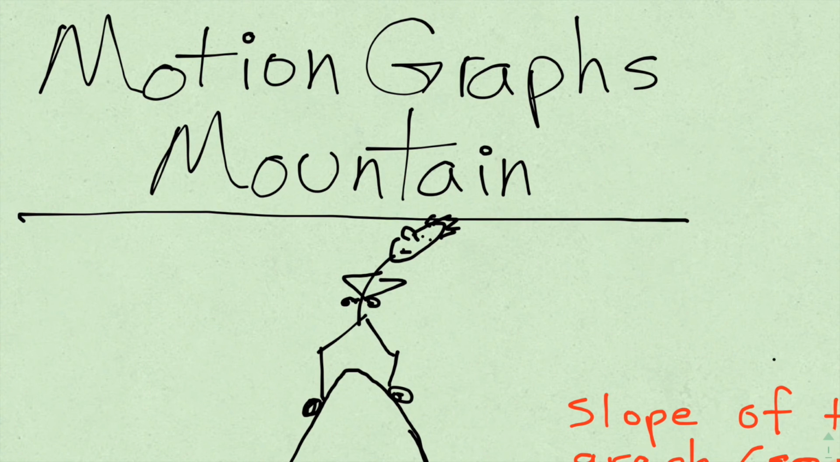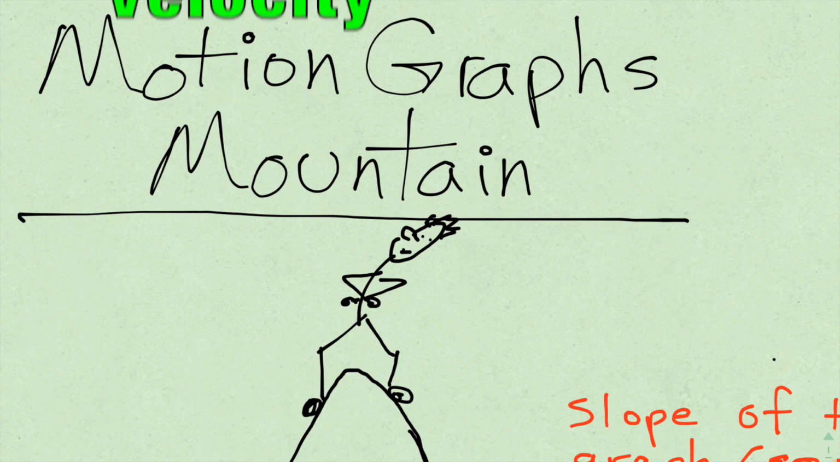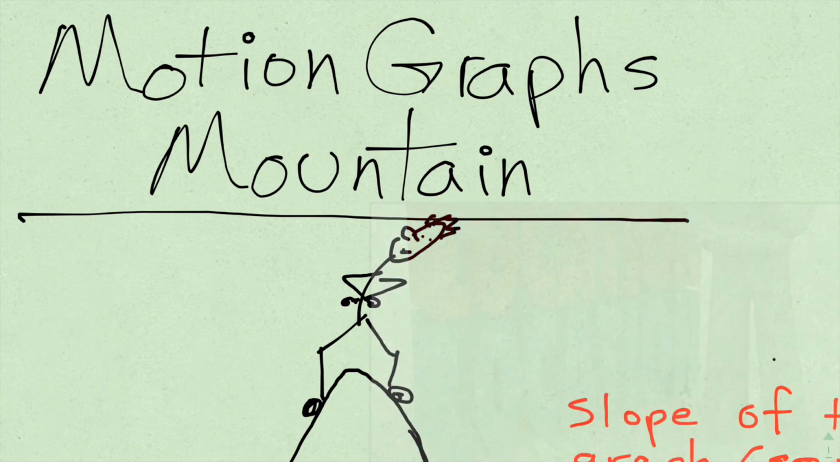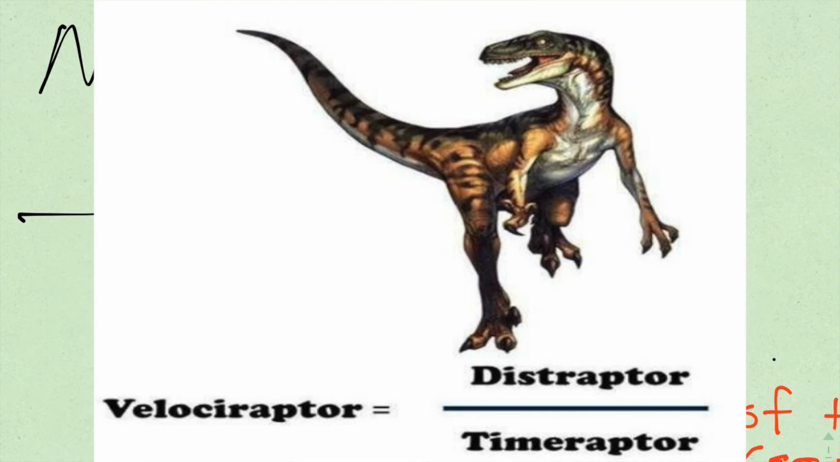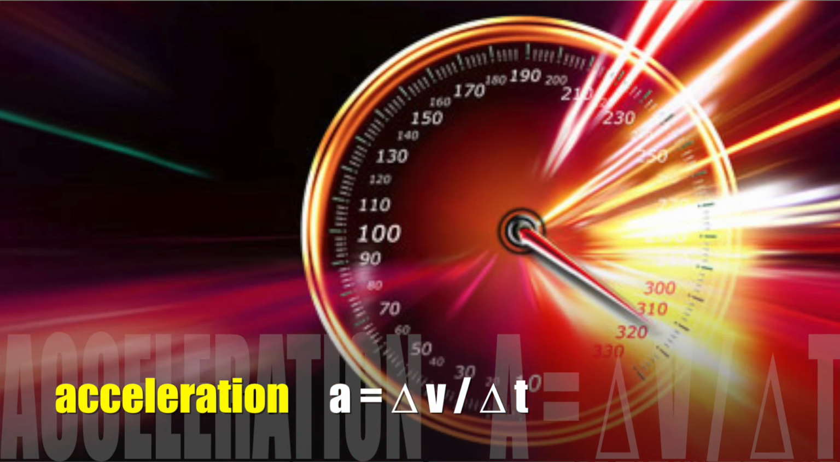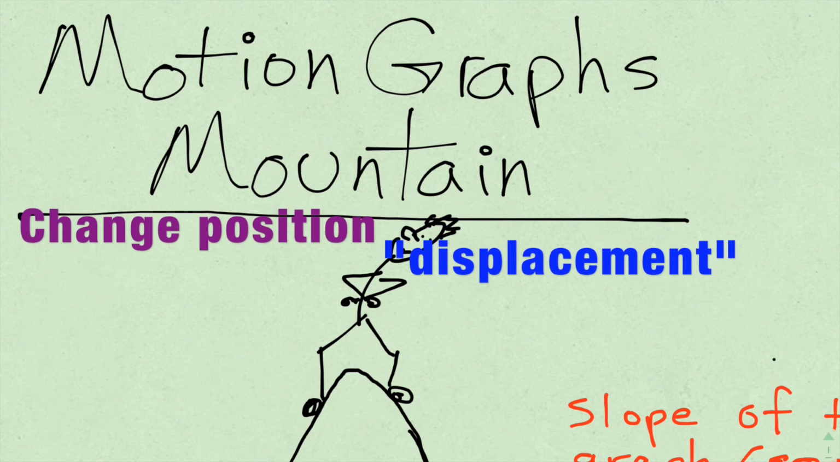We're going to be talking about how to use motion graphs of position versus time, velocity versus time, and acceleration versus time to find other things. So maybe you graph position and time, and then you want to find velocity. Well, how do you do that? Or maybe you graph velocity versus time, and you want to find acceleration. You could also find the change in position, which we call displacement, from that graph if you know what you're doing.